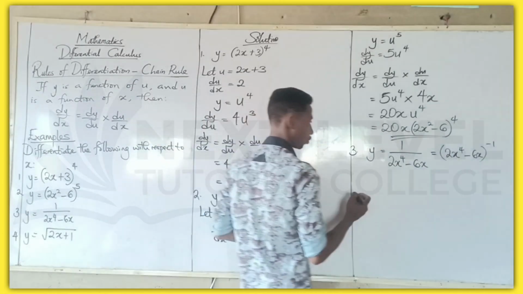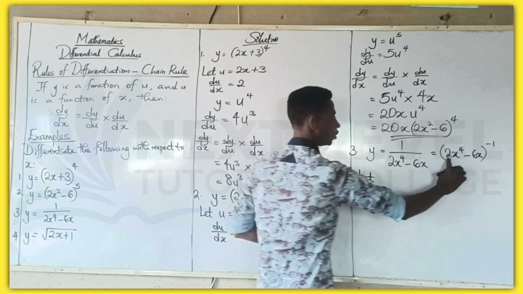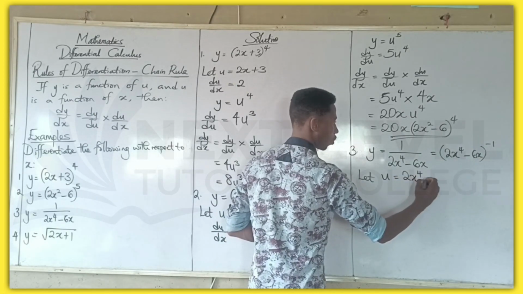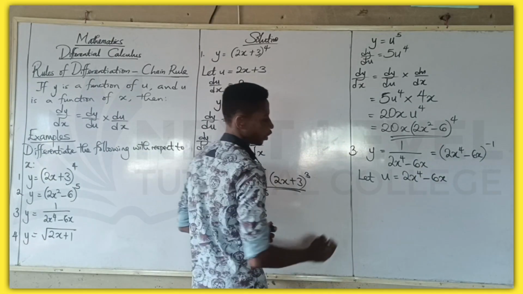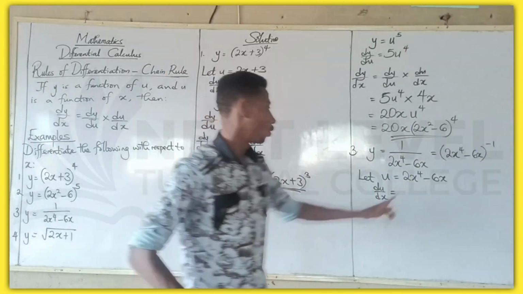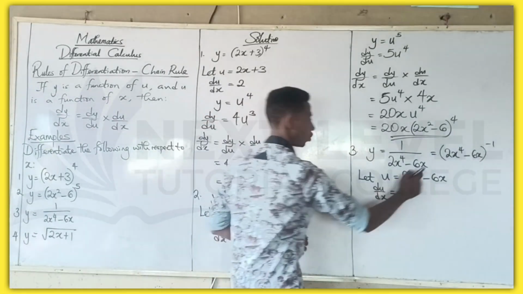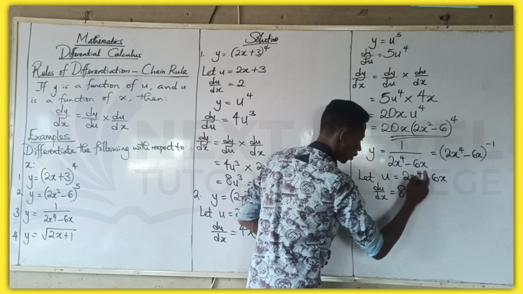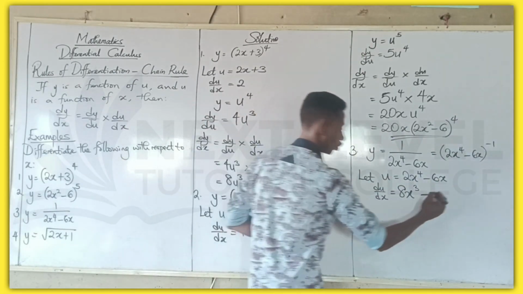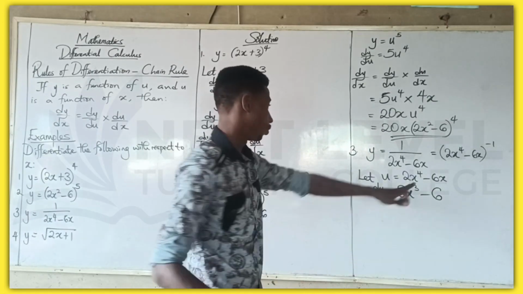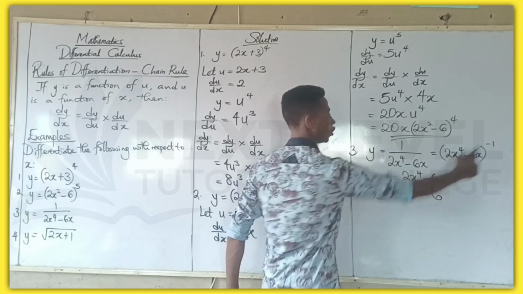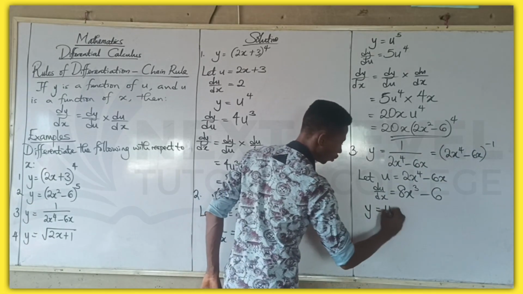Let's find dy/dx. First of all, we'll say let this expression be u. So let u be equal to 2x raised to power 4 minus 6x. So we'll find du/dx. Differentiate 2x raised to power 4, that is 8x raised to power 3. Minus, differentiate 6x, and that will give us 6. That is du/dx. Now, if u is this, then y will be u raised to power minus 1.